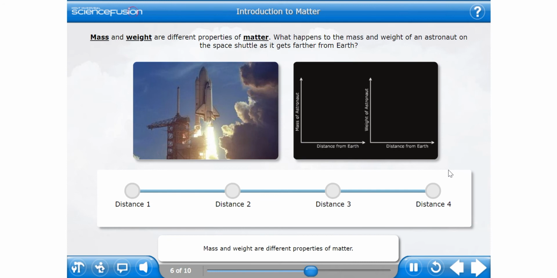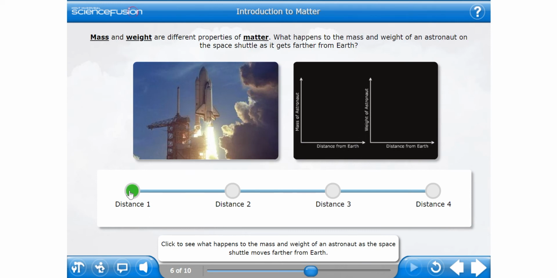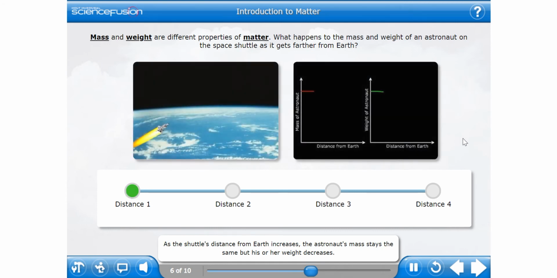Mass and weight are different properties of matter. How do we know that they are different? Click to see what happens to the mass and weight of an astronaut as the space shuttle moves farther from Earth. As the shuttle's distance from Earth increases, the astronaut's mass stays the same, but his or her weight decreases.